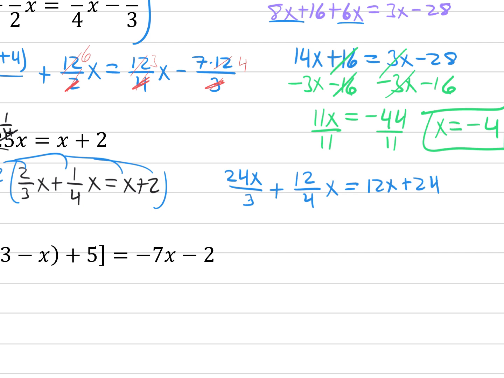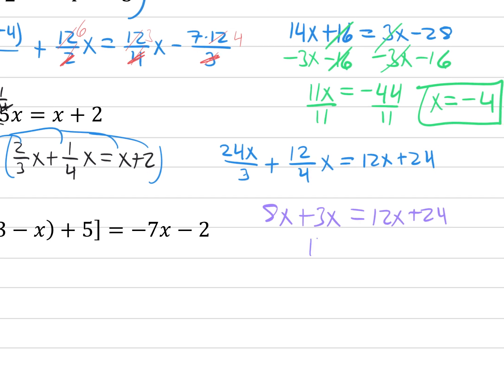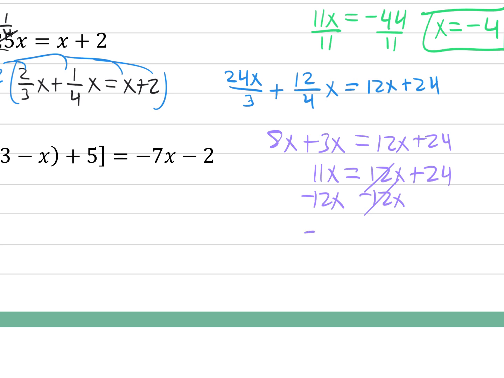And now look at these fractions and see what simplifies. 24x divided by 3 is 8x. And 12 over 4x is the same as 3x. All right, and this equals 12x plus 24. Right, and then 8 plus 3 is 11x equals 12x plus 24. And then you can just subtract the 12x, cancel it out. And then we get negative x equals 24.